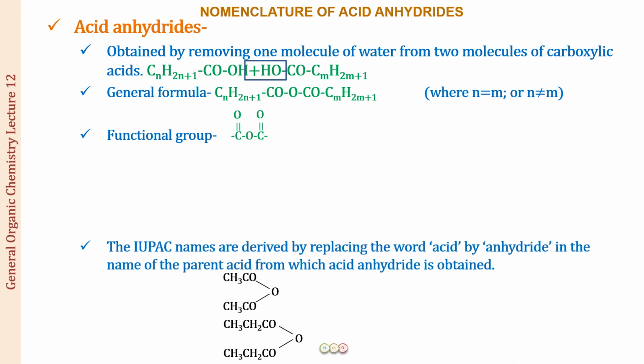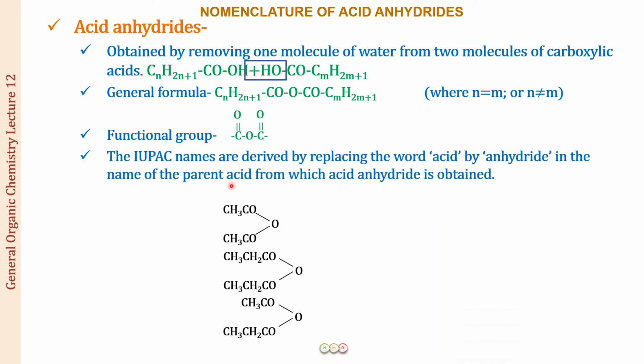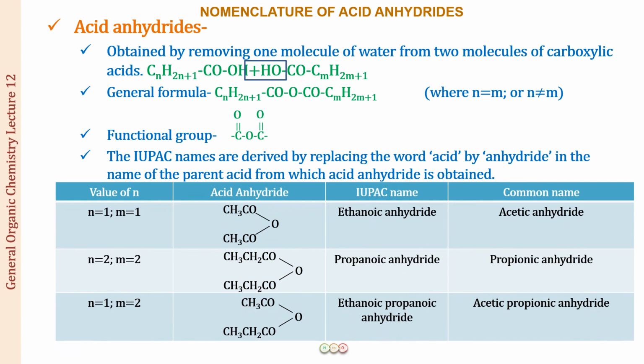The IUPAC names are derived by replacing the word acid with anhydride in the name of the parent acid from which the acid anhydride is obtained. So let us see the examples over here. When n is 1 and m is 1, the parent acid is ethanoic acid. So what we get over here is CH3CO-O-COCH3, and we call this ethanoic anhydride, the common name being acetic anhydride.